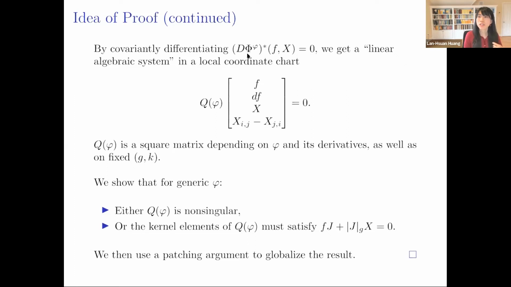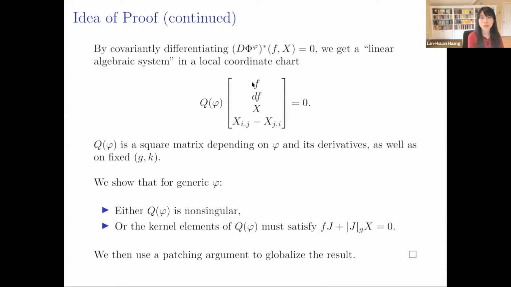This is a differential equation, but it has a very special structure. If you differentiate higher order terms, you get higher order derivatives of f and X, but it turns out they can be written in terms of lower order ones. So by taking enough derivatives and replacing all the higher order terms by lower derivatives of f and X, we can get a linear algebraic system when we write it down in a local coordinate chart. And this system also has a property: the solution is really determined by the first jet of f and X.